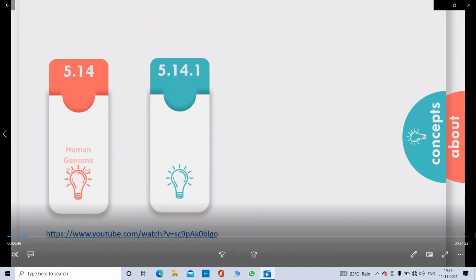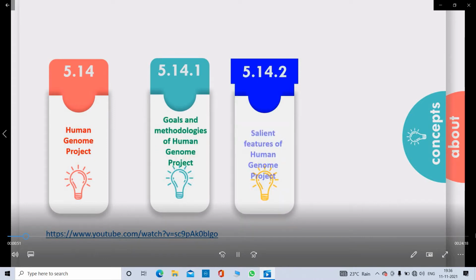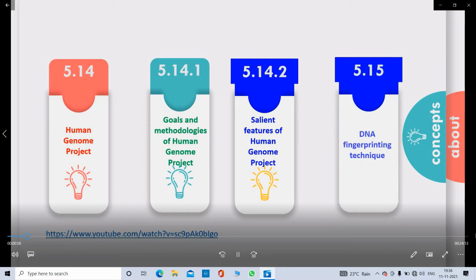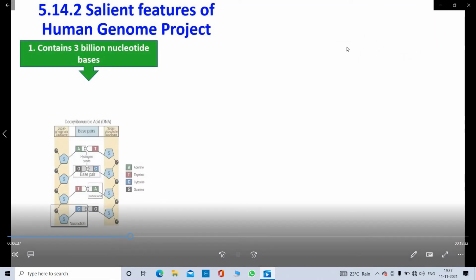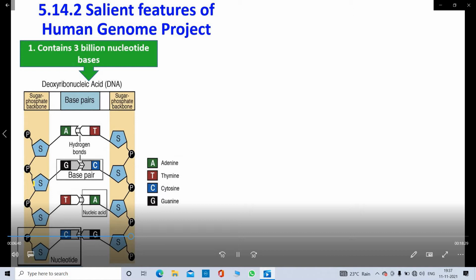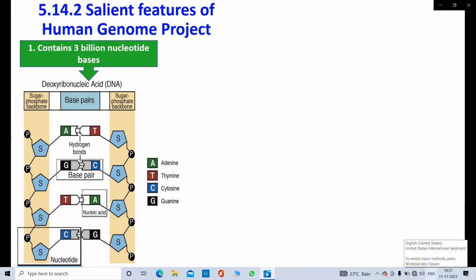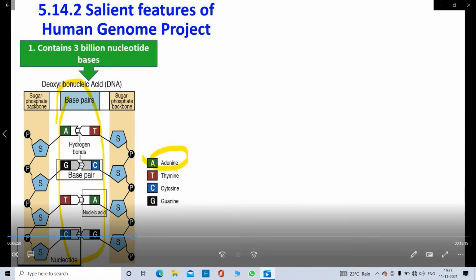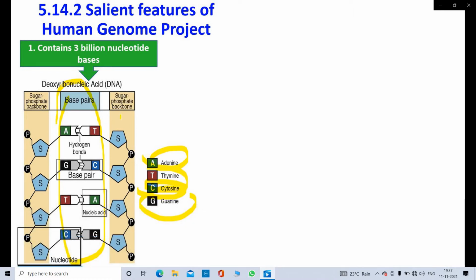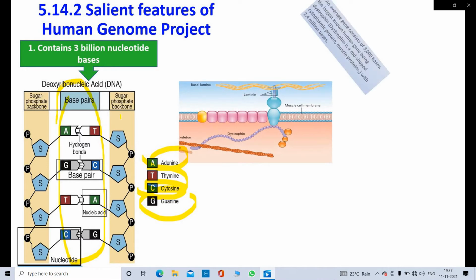Today we see the Human Genome Project, the goals and methodologies of the Human Genome Project, salient features of the Human Genome Project, and DNA fingerprinting techniques. And next one, salient features of the Human Genome Project. So what are the salient features? It contains 3 billion nucleotide bases. See here, these are the nucleotide bases. You know very well, we have adenine, thymine, cytosine and guanine. You know very well the base pair rules also. In lower classes, you have studied.